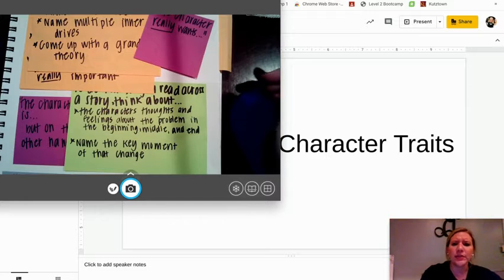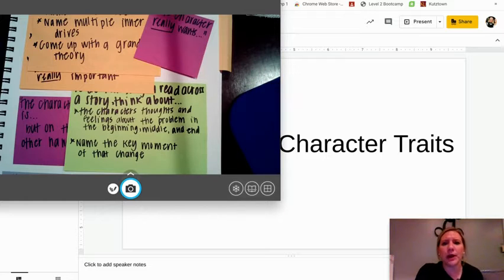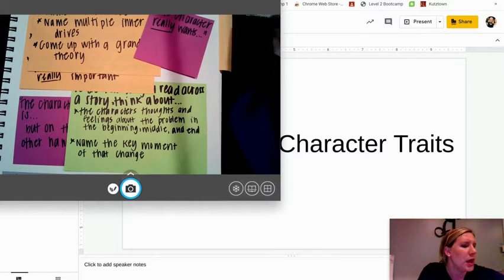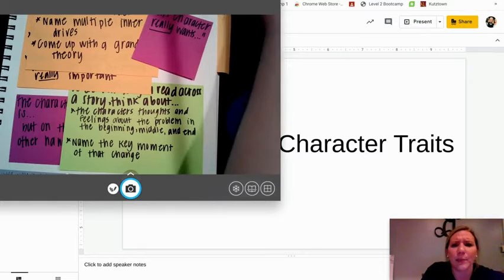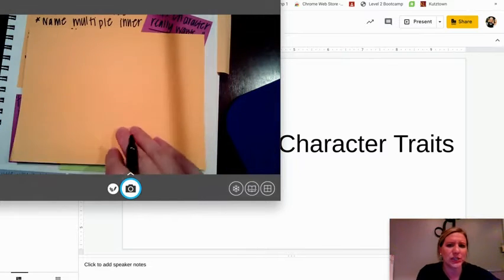So in thinking about that, I just want to model this for you, and how to go about thinking about it, analyzing it, and getting our thoughts down on paper. I'm thinking about when we read Stone Fox and we talked about Little Willie and some of the things that he did. As I was reading that, I really did notice that he had changed over time.